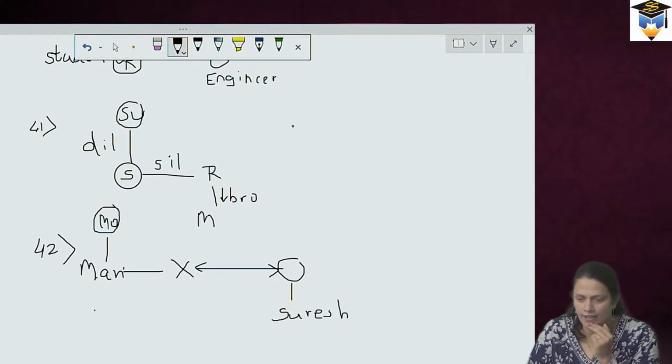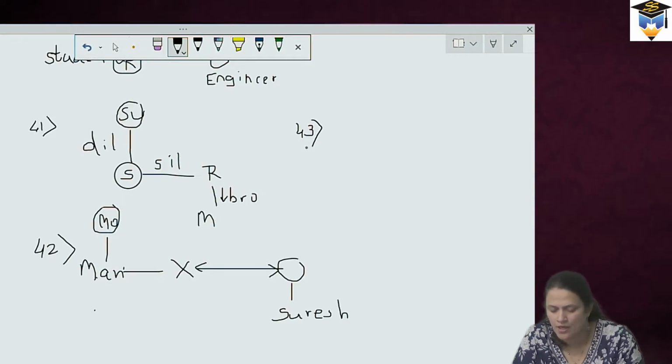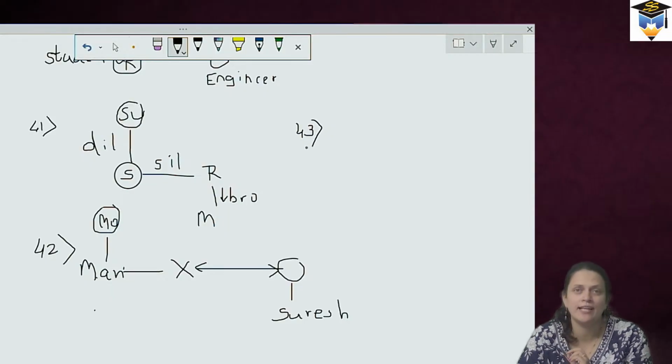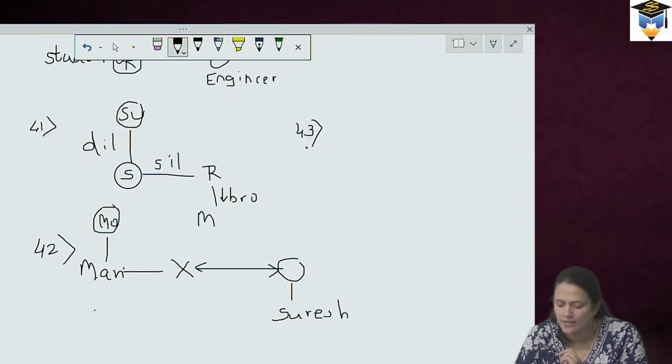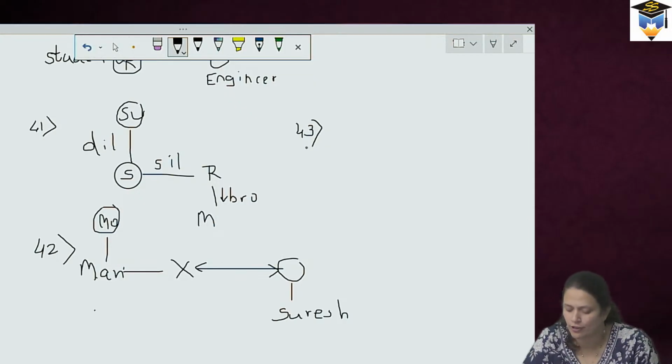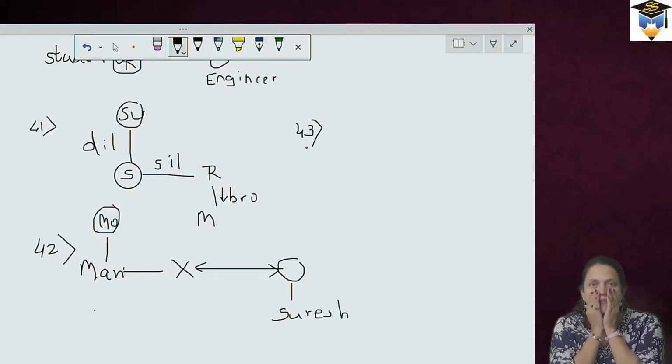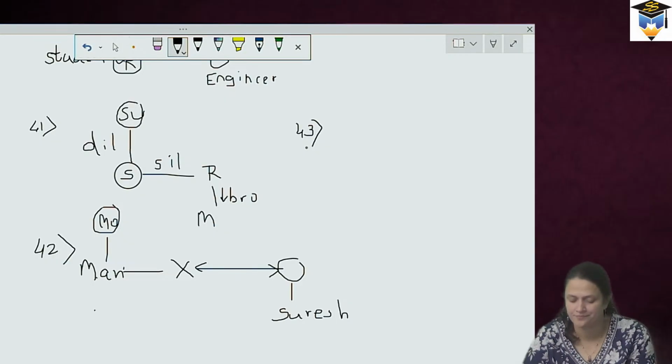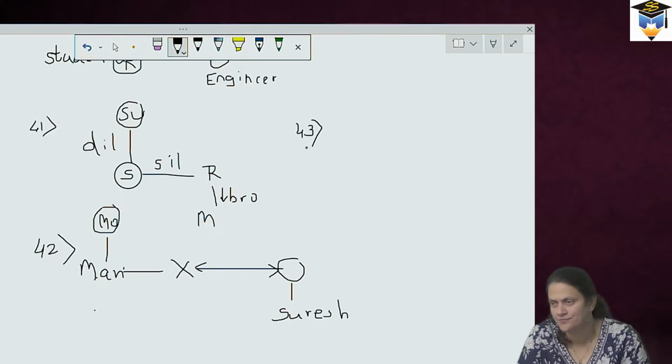So now I think I'll write the 43rd one over here. Pointing to a lady in a photograph, Meera said, her father's only son's wife is my mother-in-law. From the given information, tell how Meera's husband is related to that lady in the photograph. That's the question, question number 43. Will you try it?